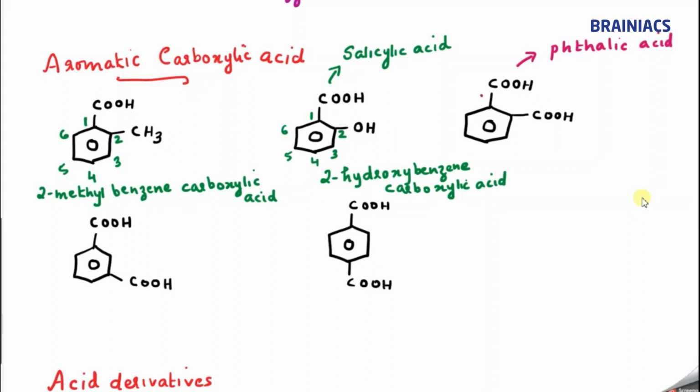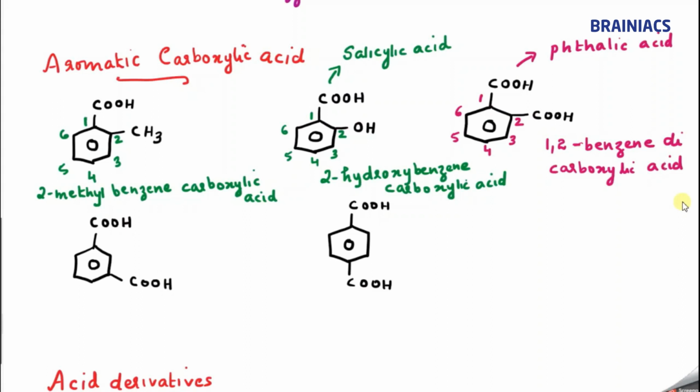You can number it very easily. 1, 2, 3, 4, 5, 6. So can you tell? It is 1 comma 2 benzene di carboxylic acid. 1 comma 2 benzene dicarboxylic acid. So please write together. There is no space, that's why I have written like this. Okay. Now what about this one?